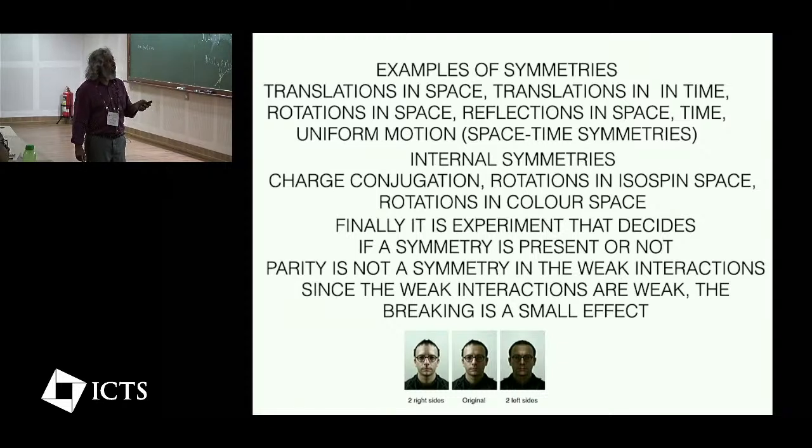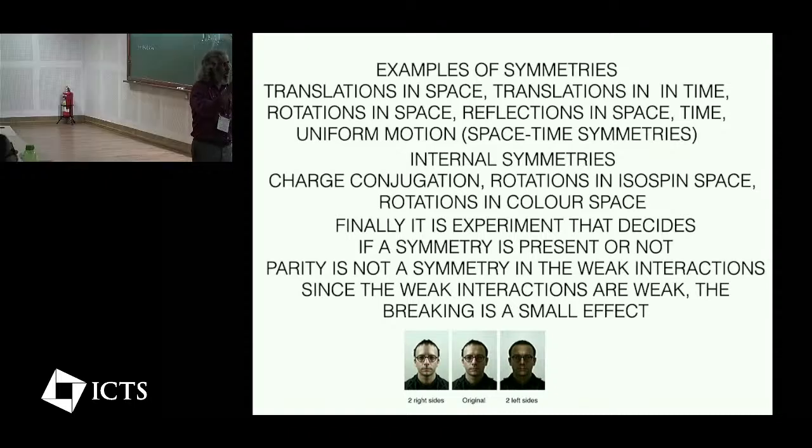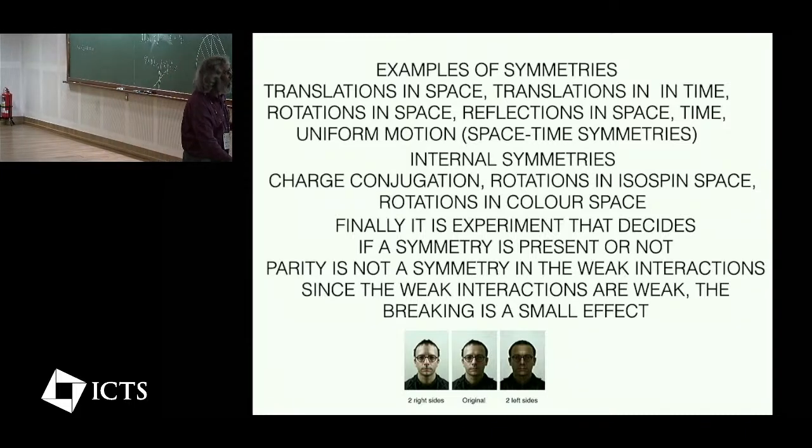And for a long time, we thought that reflections in space are symmetries of nature. We already knew that rotations and translations were all symmetries of nature, but it turns out that reflections in space, called parity, is not a symmetry in the weak interactions. That is to say, the gravitational, strong, and electromagnetic interactions all have invariance under parity. That is to say, if you reflect in any plane, you get back the same laws, but it's not true of the weak interactions. But this is a very small effect.